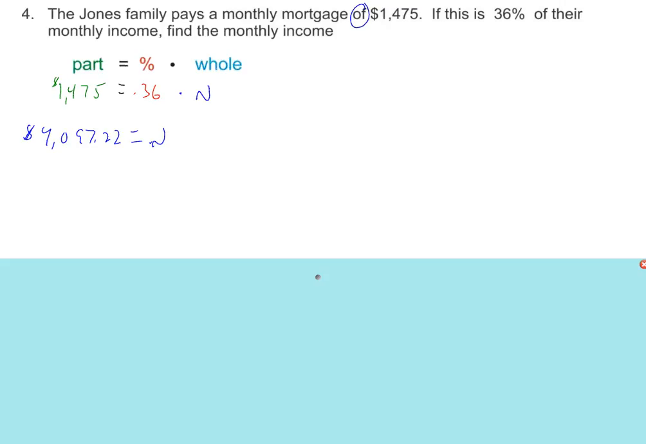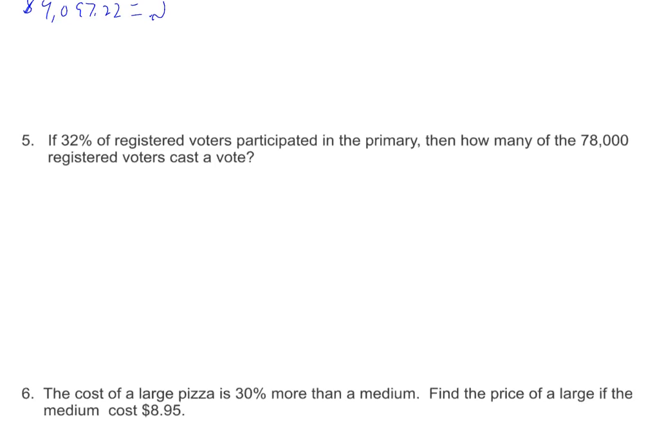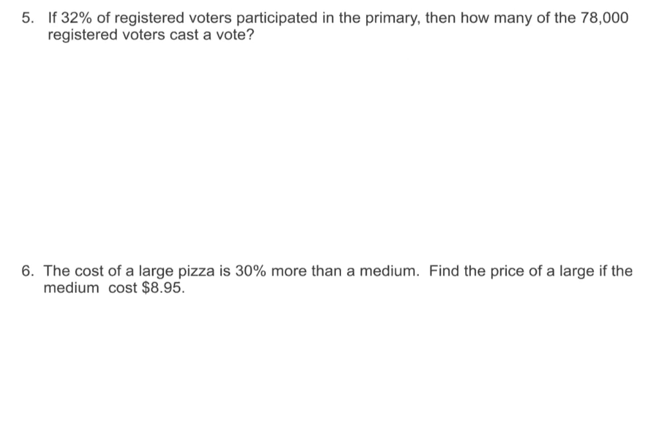Okay, so let's go on to the next problem. Again, you got to think your way through these. You just can't mindlessly do them. Word problems aren't that way. You got to think. All right, question number 5. If 32% of registered voters participated in the primary, then how many of the 78,000 registered voters cast a vote? Again, my advice is part equals percent times the whole. And I'm going to pause and let you try to figure it out.